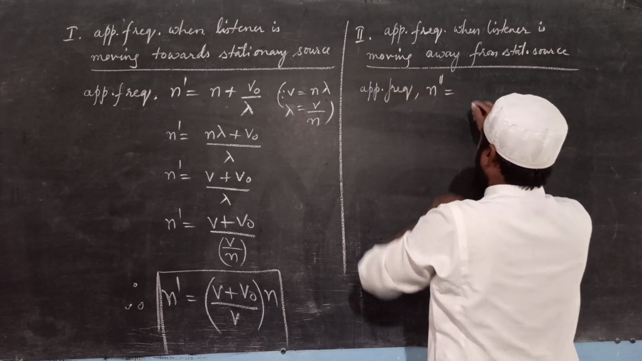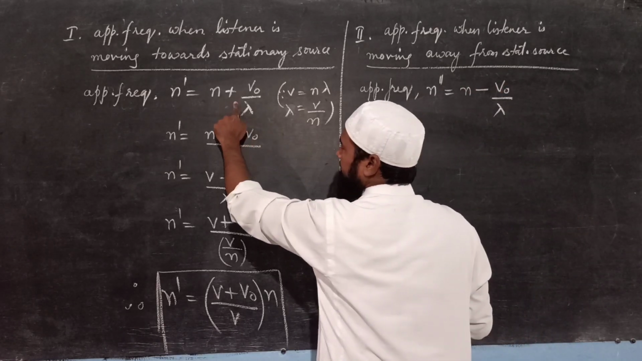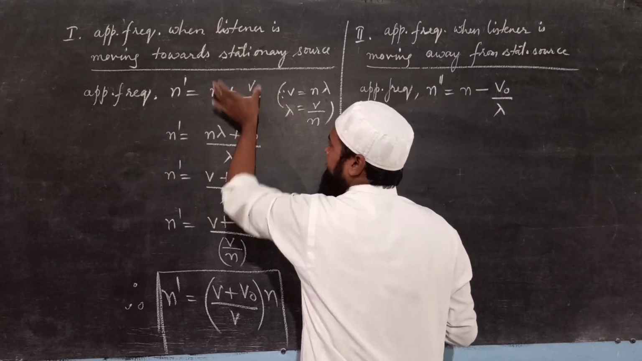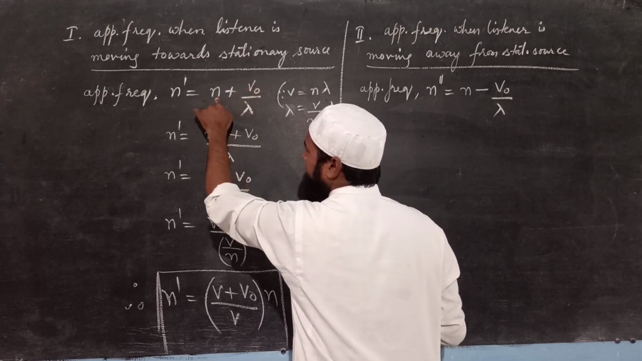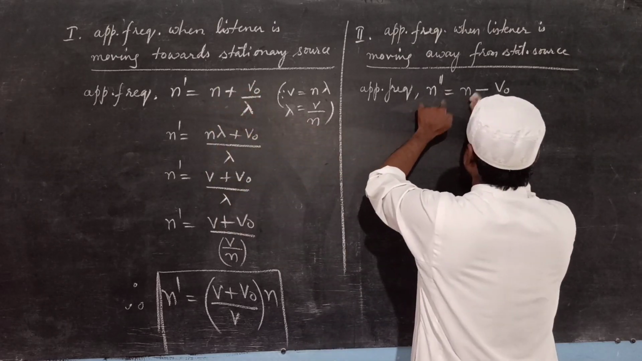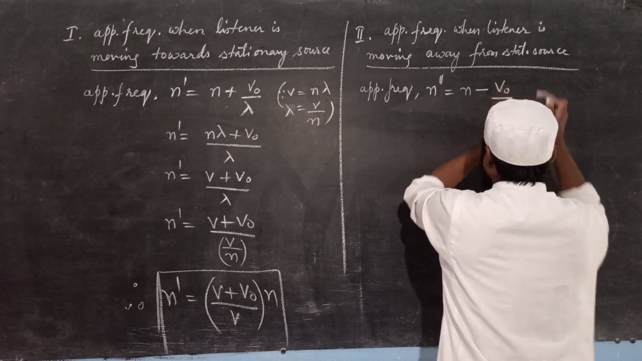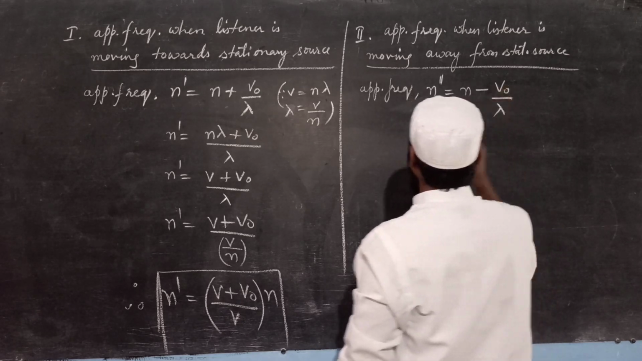So I am writing n double dash can be written as n minus v naught by lambda. Same here, as he moves towards, frequency goes on increasing, so we are adding the increased frequency to the original frequency. Here the frequency is decreasing, he is moving away, so we are subtracting the decrease in frequency from the original frequency. That is why we have written this equation.